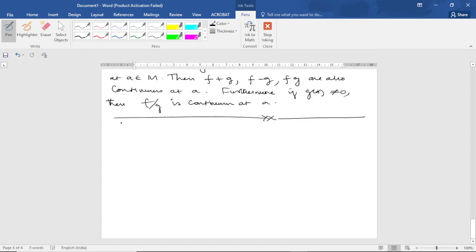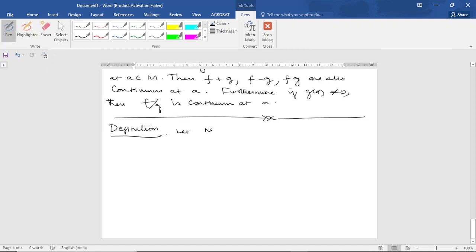Now the next definition. So now suppose at one point a function is continuous, we say that the function f is continuous at that point A. If a function is continuous like this at each and every point of the domain of the function, then we simply say that the function is continuous on M1. That's all.